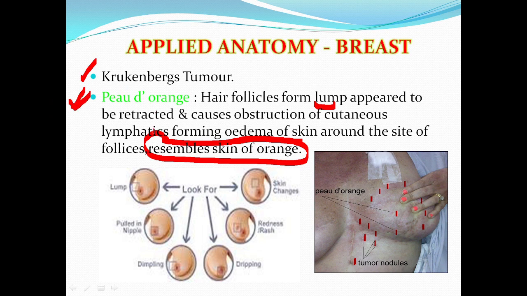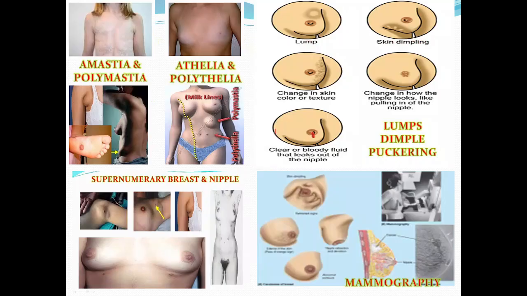When you come to the clinic, we need to identify peau d'orange, any skin changes, any redness, any rashes, any blood or anything dripping down, any dimplings, whether the nipple is outside or pulled inside, any enlargement, and whether a lump is there or not. All those findings you have to find out during your clinical postings, to be remembered. And try to see over here: the female's mammary gland is not developed at all, amastia.